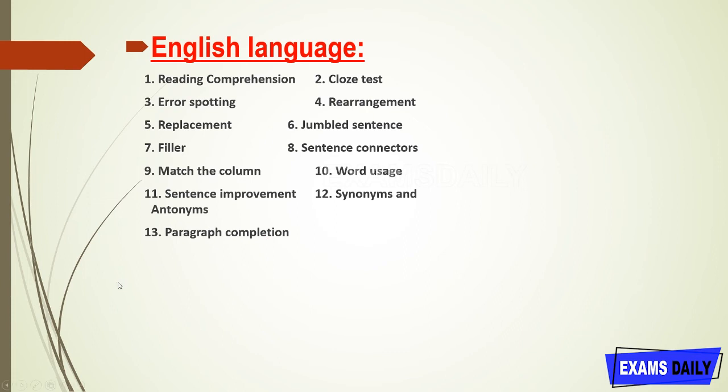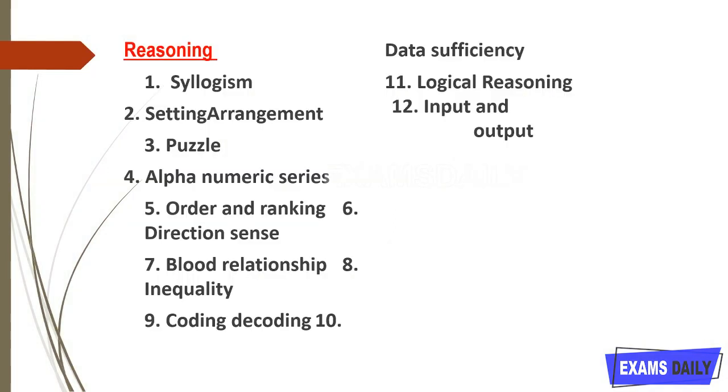And then for English language, for preliminary you want to give importance to basics, and for this you want to give importance to some critical topics. For English language, the first one is reading comprehension, and then cloze test, and then next, error spotting and rearrangement and replacement and jumbled sentences, filler, sentence connectors, match the column, word usage, sentence improvement, and then synonyms and antonyms, and paragraph completion. And these are the topics for English language.